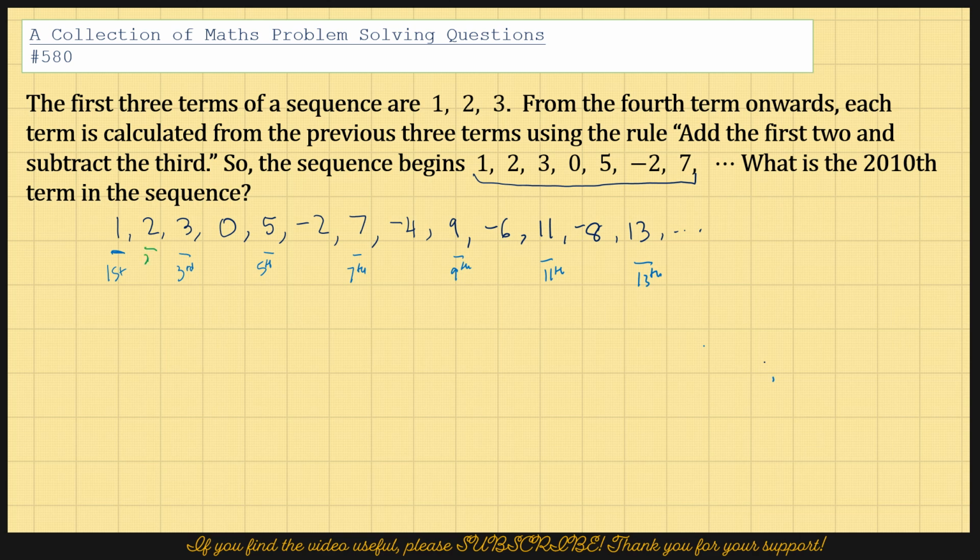the second term is 2, the fourth term is 0, the sixth term is minus 2, the 8th term is minus 4, the 10th term is minus 6, the 12th term is minus 8, and so on. So the second, fourth, sixth, eighth, 10th, 12th terms, and so on.